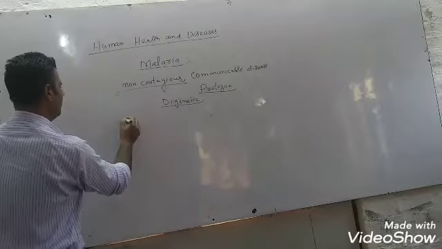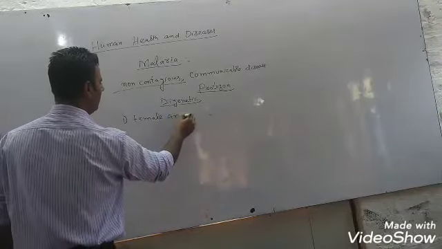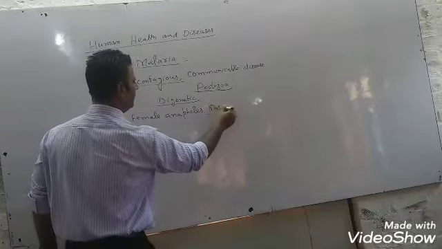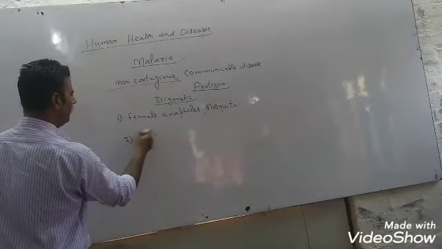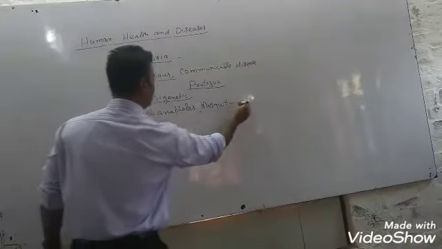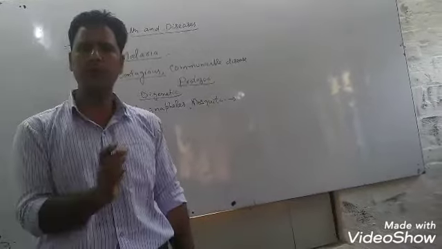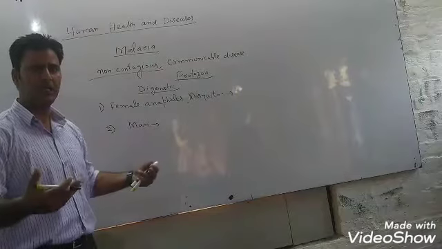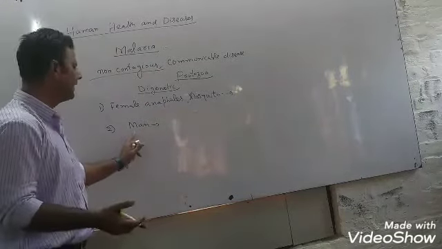The first host is the female anopheles mosquito. And the second host is the human being, that's man. The life cycle of the malarial parasite is going to get completed in two hosts. It requires, for completing its life cycle, two hosts: one is the female anopheles mosquito and second is the man.